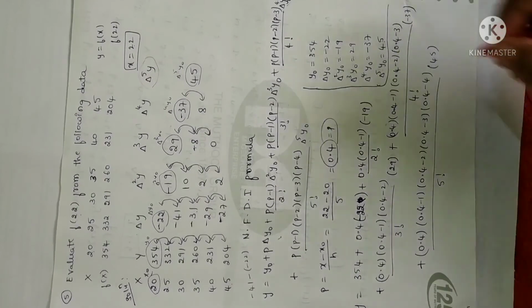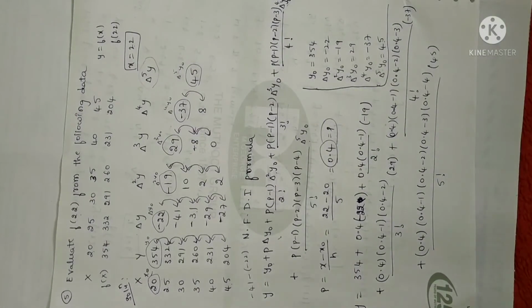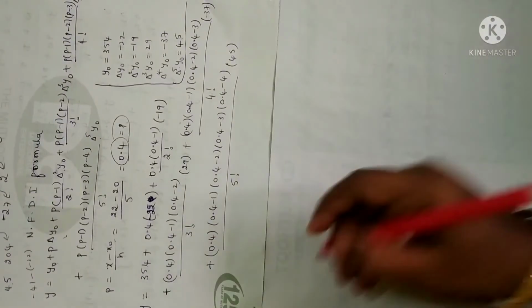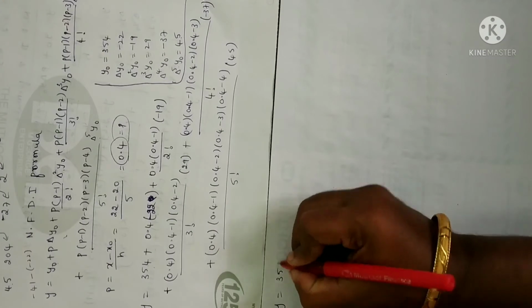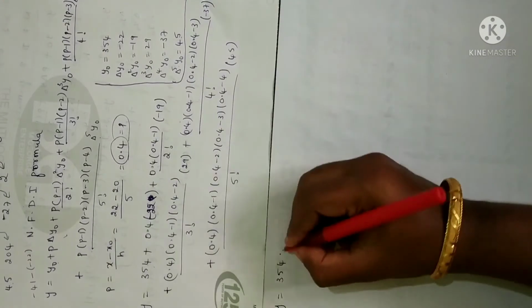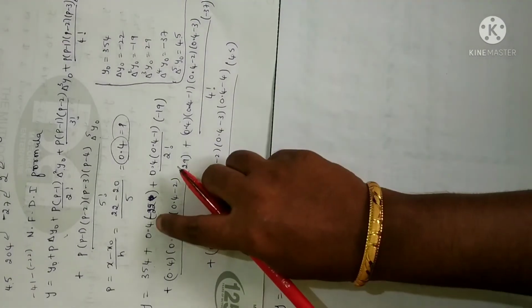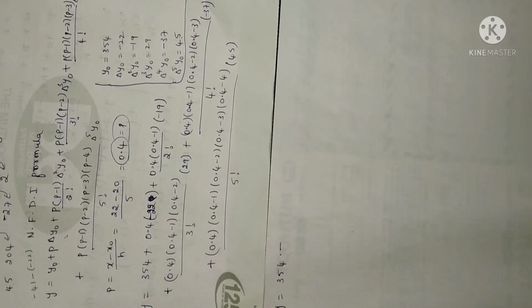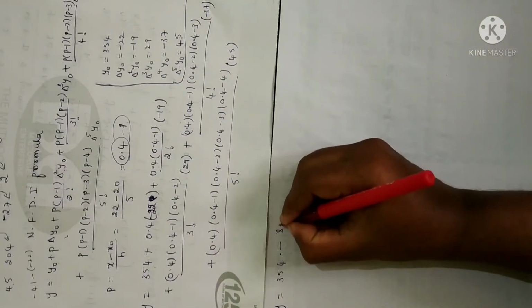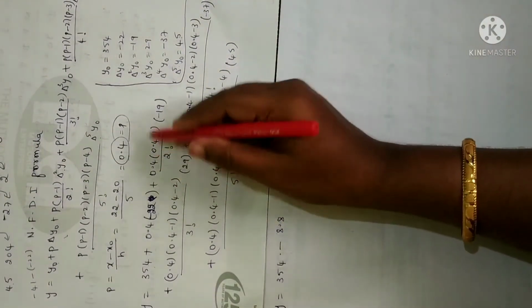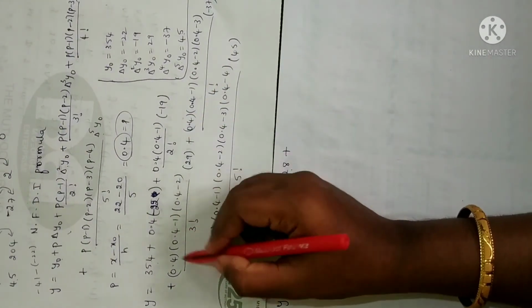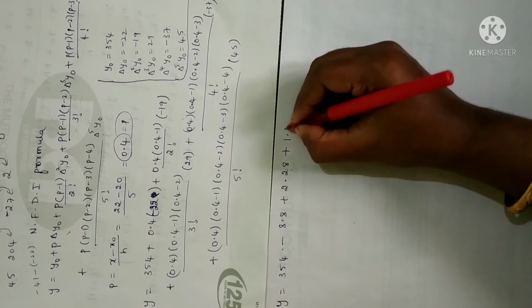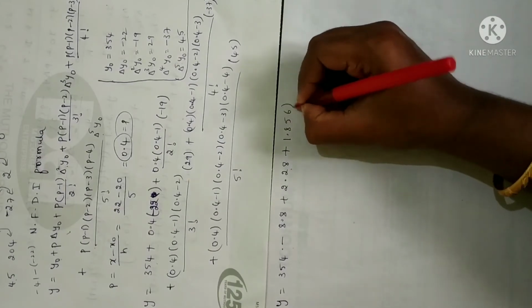So it is 45. Now let me simplify all the values. So you will get y is equal to 354 as it is. Now plus into minus is minus. So 0.4 into 22, you will get minus 8.8. Next this term, you will get 2.28. Similarly simplify this term, you will get plus 1.856.